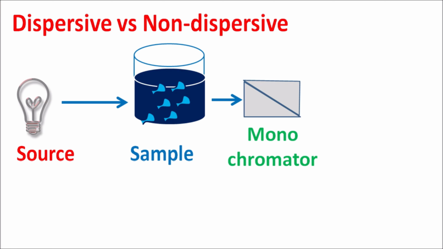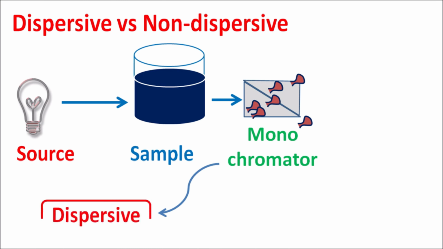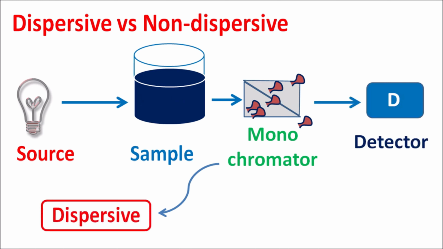Now, the unabsorbed radiation from the sample can reach the monochromator, where some of the radiation is going to be filtered by dispersive technique. That's why monochromator is a dispersing device, and this type of IR spectrometer is called as dispersive IR spectrometer. After filtration, the radiation can reach the detector. Now the monochromatic radiation can enter into the detector to produce a signal of the sample. In this way, a monochromator is used in the dispersive IR spectrometer.